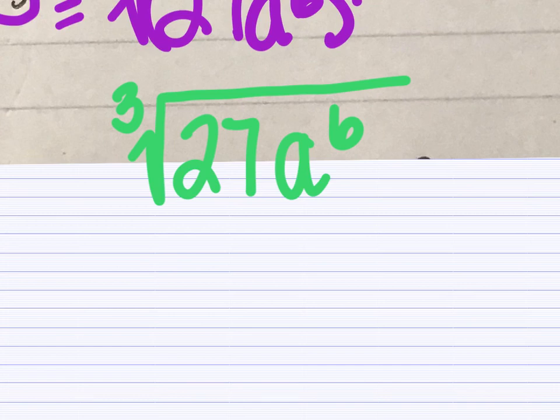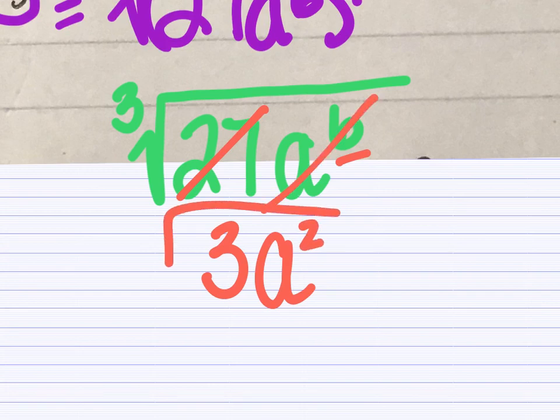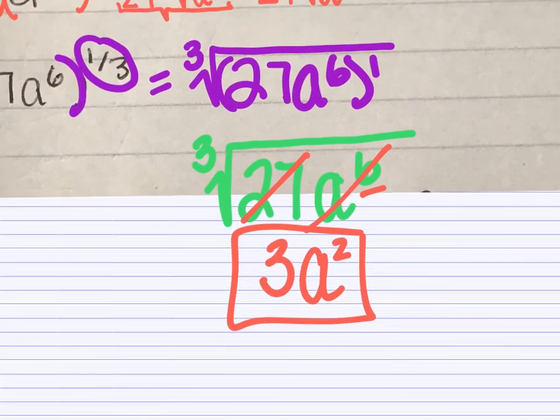The cubed root of 27 is 3. So we use that. That's done. 3 goes into 6 twice, and it goes in twice evenly. So we get a squared. That goes away. No more radical. That is your simplified answer.